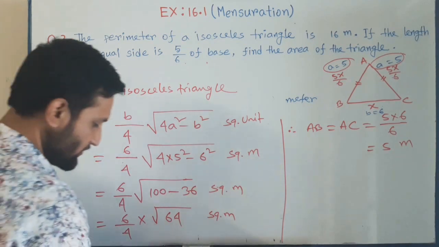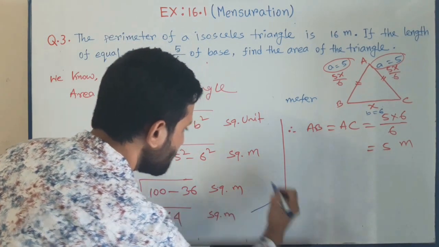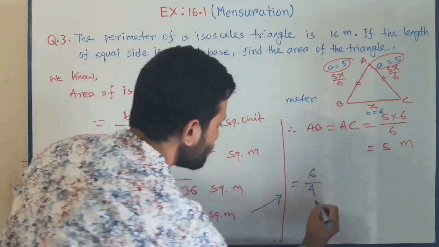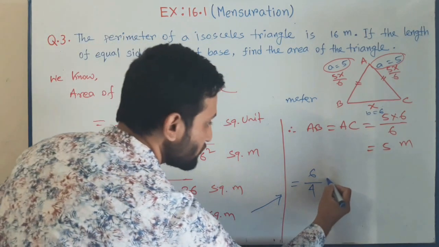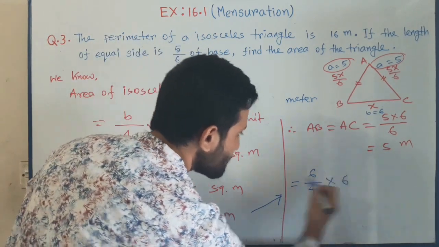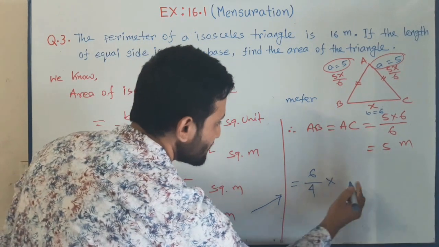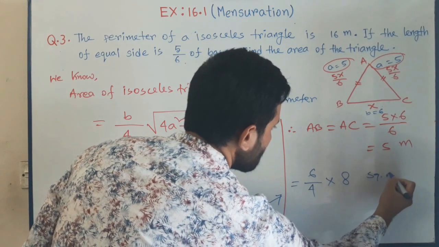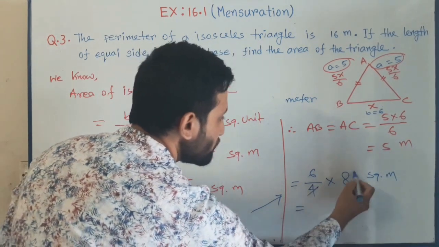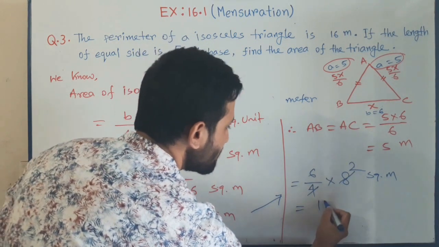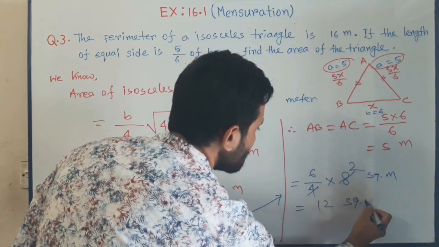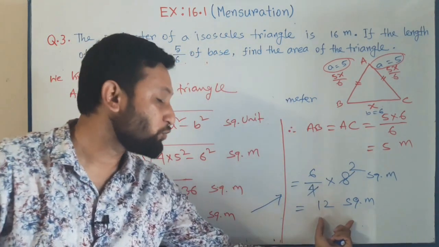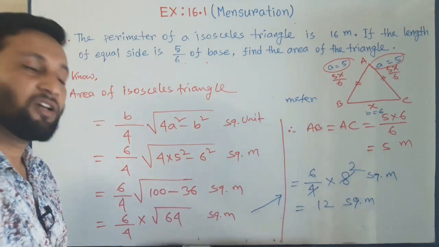So now next part: 6 by 4 into root 64, and root 64 is 8. So 6 by 4 into 8, 4 twos are 8, so 6 into 2 means 12 square meter. Therefore the area of this isosceles triangle is 12 square meter. This is our required answer.